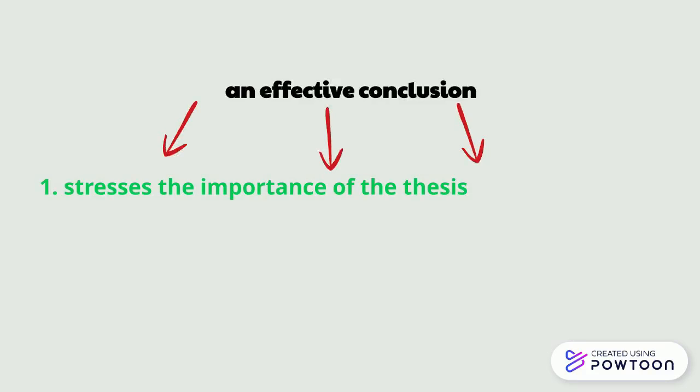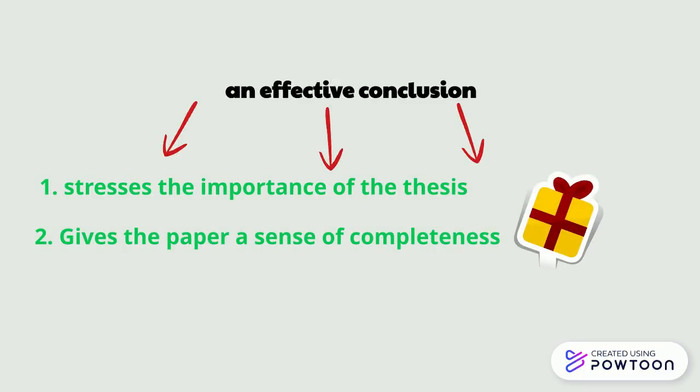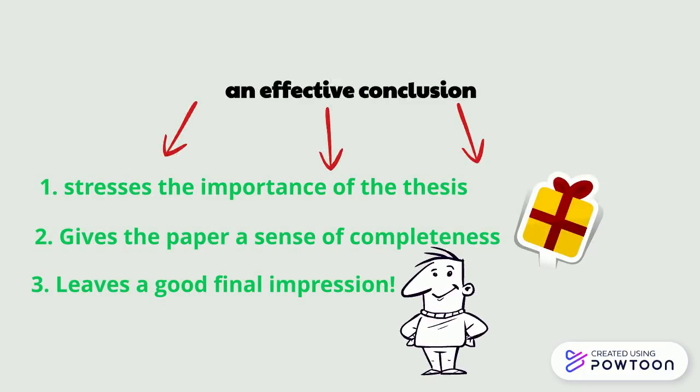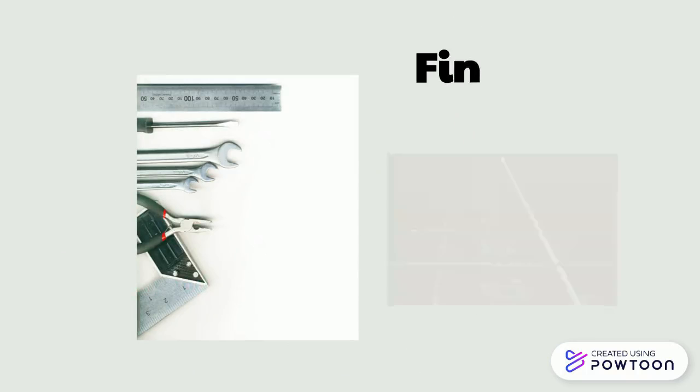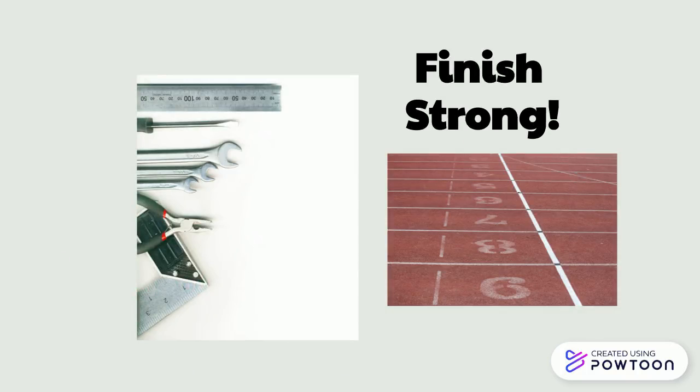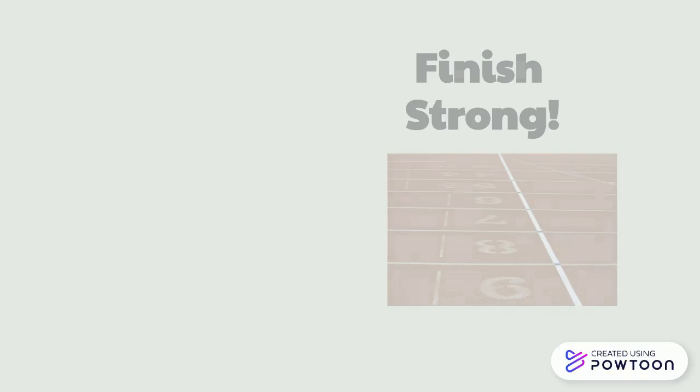That was a lot of information, but here's a short breakdown. An effective research paper conclusion stresses the importance of the thesis, gives the paper a sense of completeness, and it leaves a final impression on your reader, hopefully a good one. Now that you have these tips and tricks in your toolbox, let's get writing and finish that research paper strong.